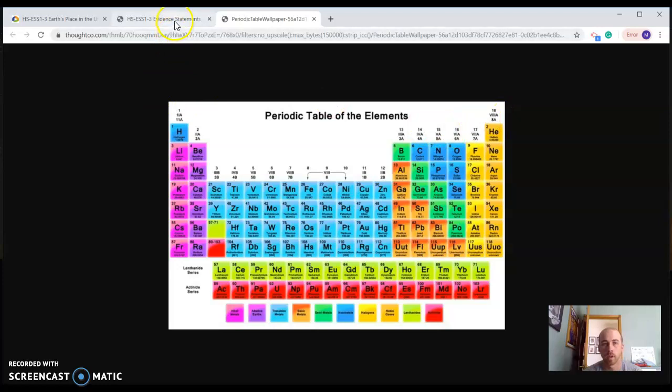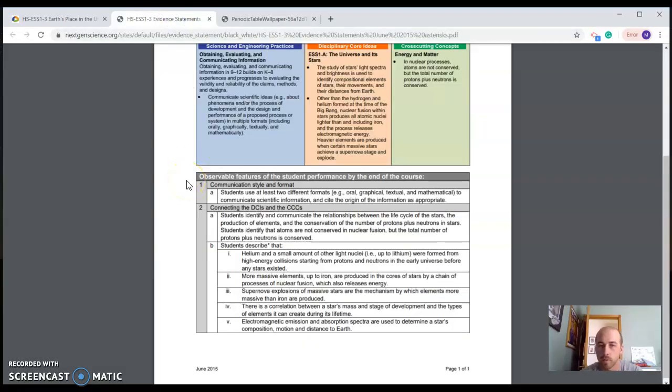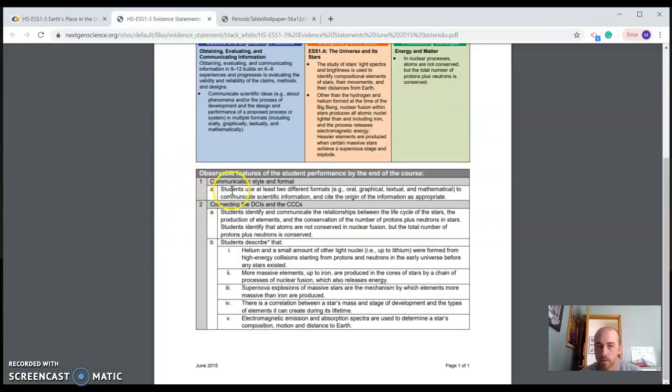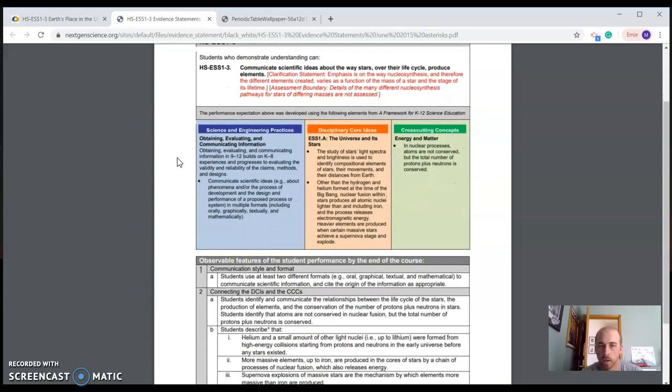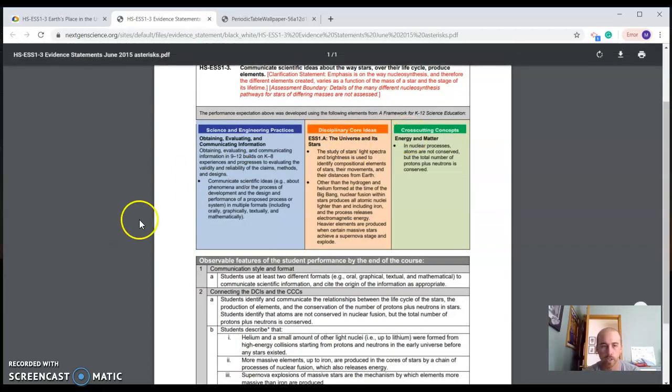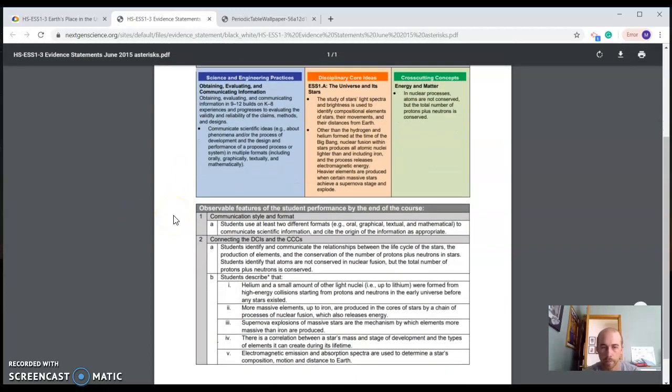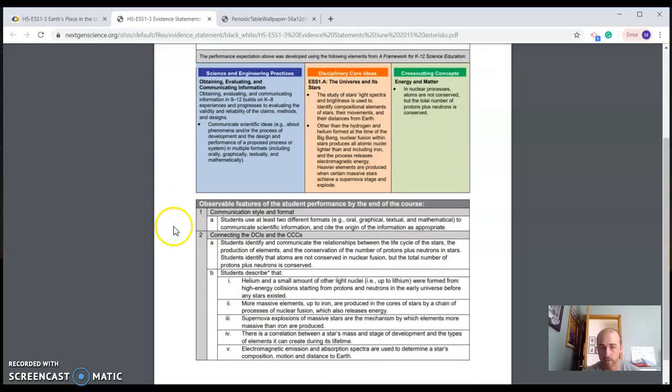The evidence statements for the standard are right here, and you can see how it breaks down the verbiage and nouns of the standard itself. It gets into some of the disciplinary core ideas and cross-cutting concepts, and that's a big part of this standard specifically.